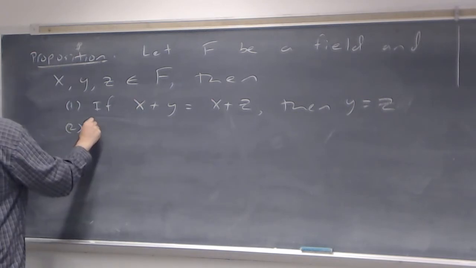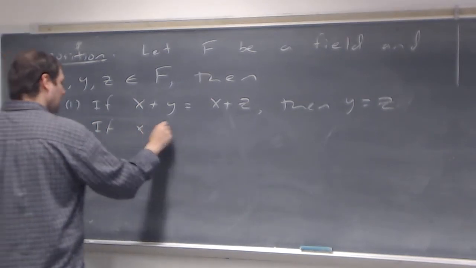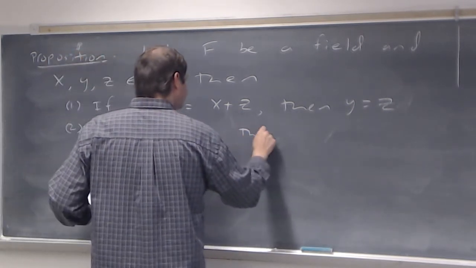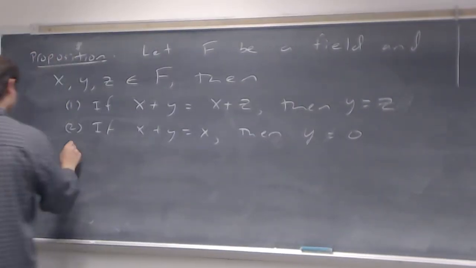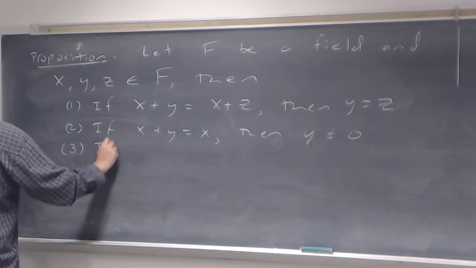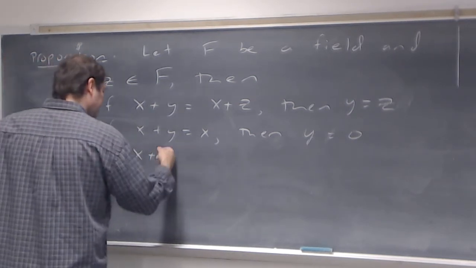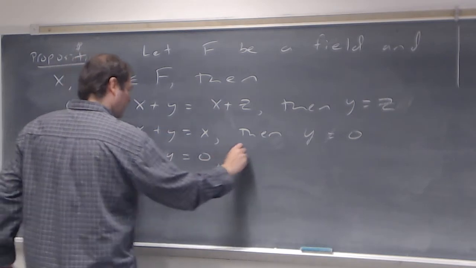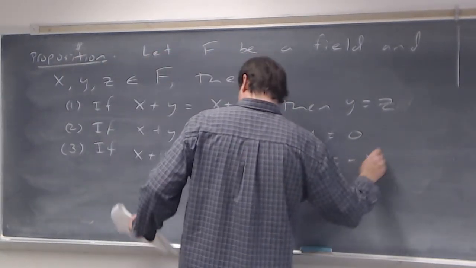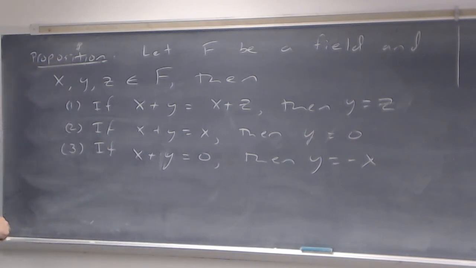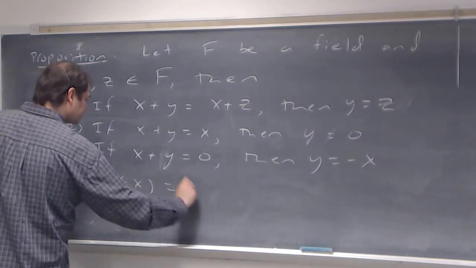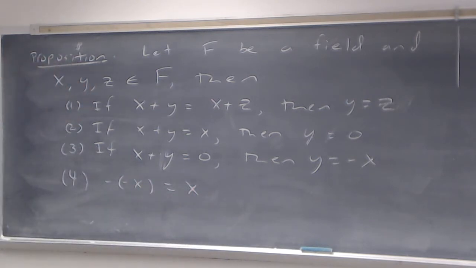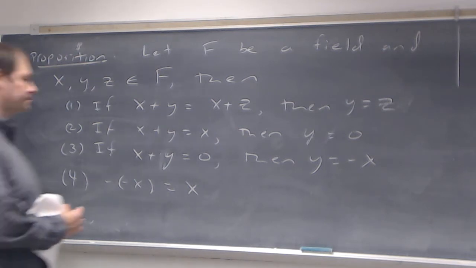2, if X plus Y equals X, then that means that Y had to be equal to 0. 3, if X plus Y equals 0, then that says that Y equals minus X. A fourth property is minus a minus X is the same thing as X. So we want to prove these, and we're just basically going to be able to prove the first part from the field axioms.